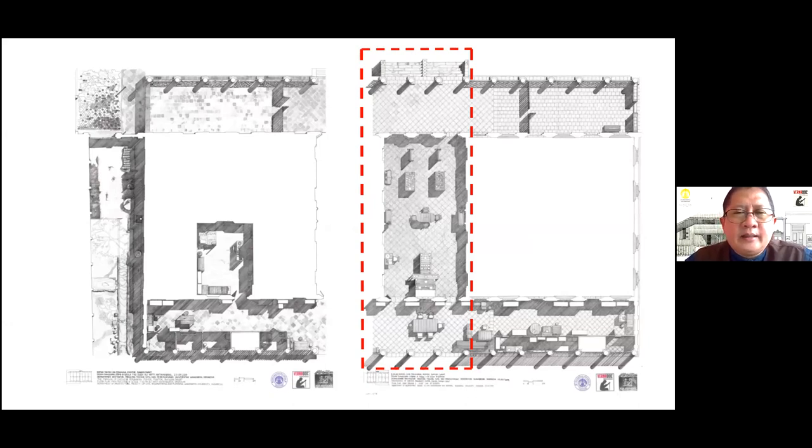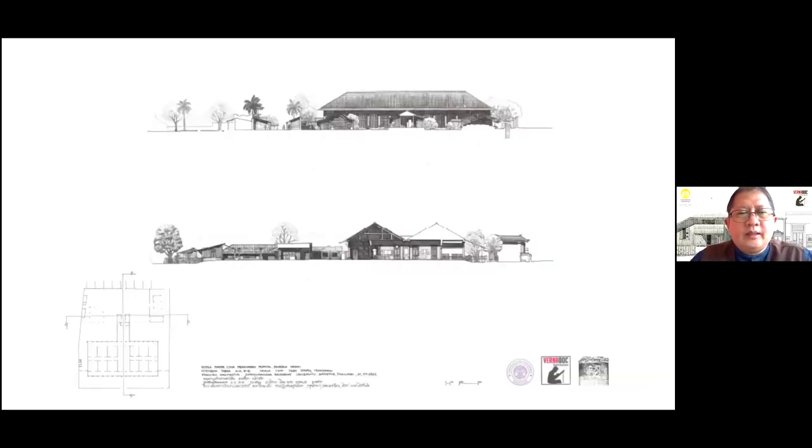And the male area is located on the south and the female room on the north. And this is the environmental section for the house itself. It does not really show Chinese architecture from the layout, but we see different characteristics.